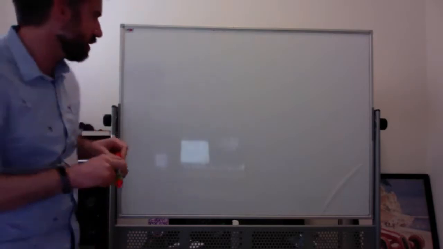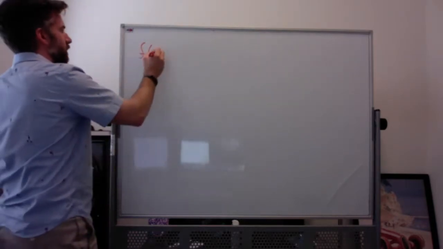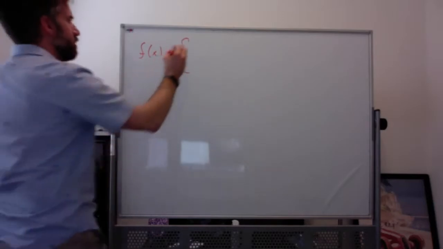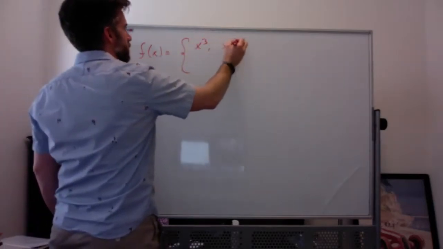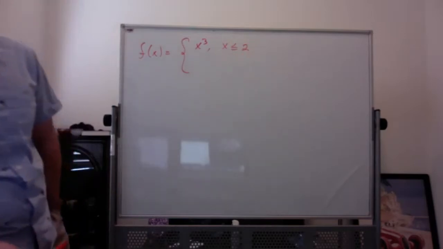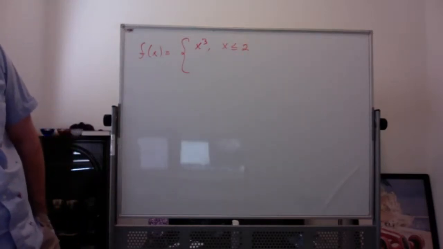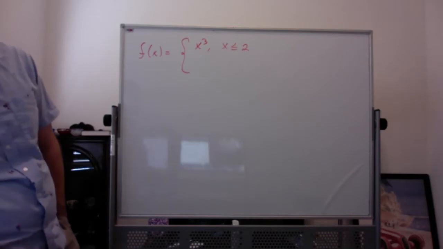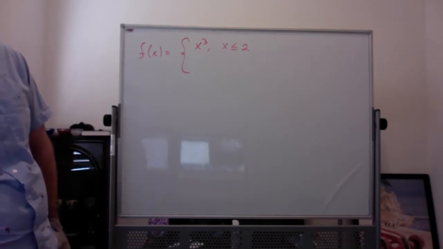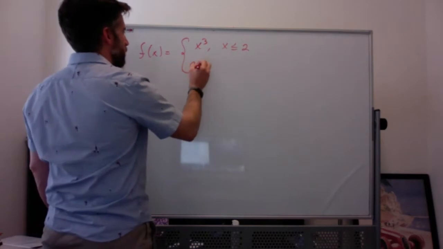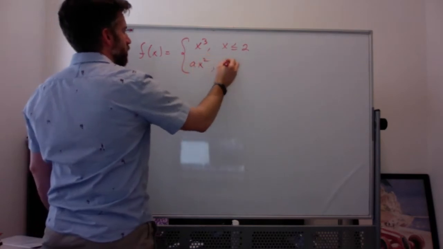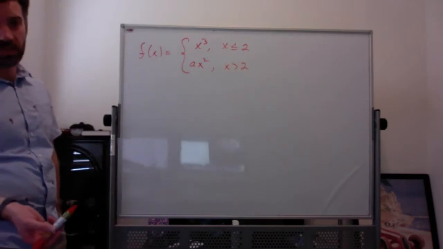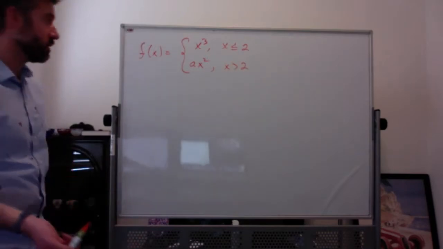Right. Okay. Let's say our function was this. f of x is equal to, what have we got here? x cubed when x is less than or equal to 2. And that's going to be disappointing. Let's say, fine, a times x squared when x is bigger than 2. We want to figure out what a needs to be so that this function is continuous.